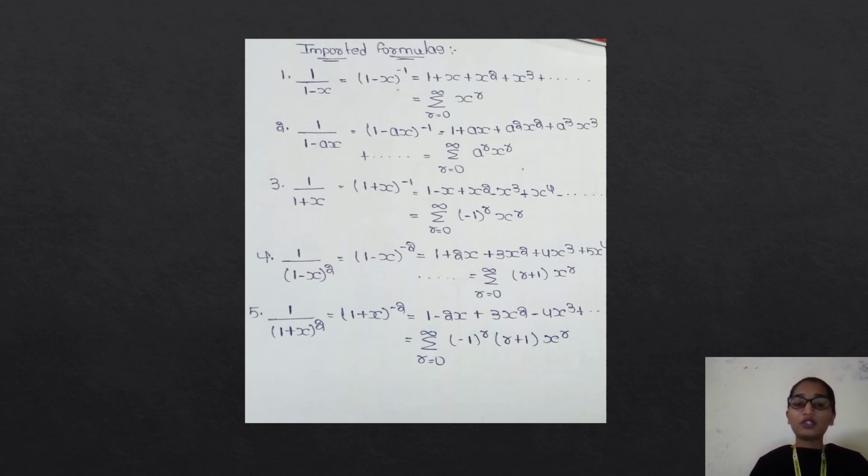1 by (1 plus x) square is equal to (1 plus x) whole power minus 2, which is 1 minus 2x plus 3x square minus 4x cube plus and so on. Summation r equals 0 to infinity, (minus 1) whole power r into (r plus 1) into x power r. These are the important formulas.